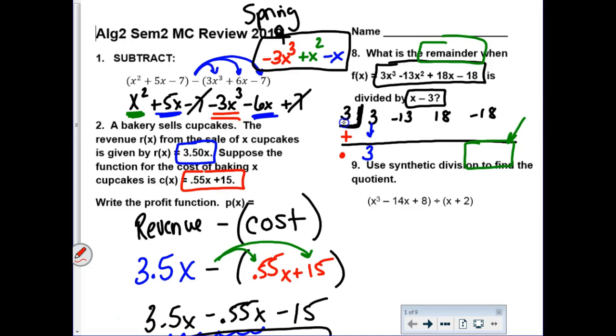So 3 times 3 is a 9. And then add these up, and you get a negative 4. Negative 4 times 3 is a negative 12. And when you add these up, you get a 6. And then 6 times 3 is a 18. And then down here, negative 18 plus 18 is a 0. So when it says, what is the remainder? Your answer is 0.